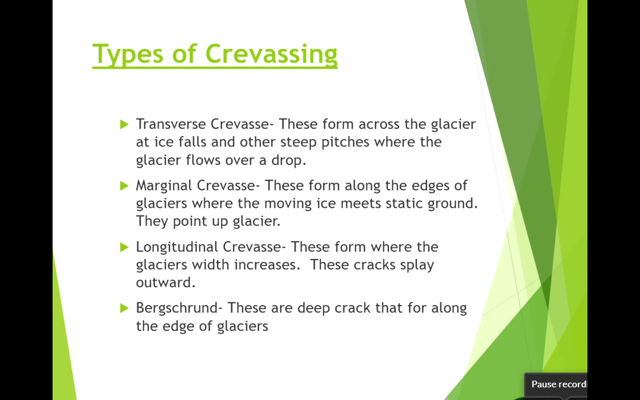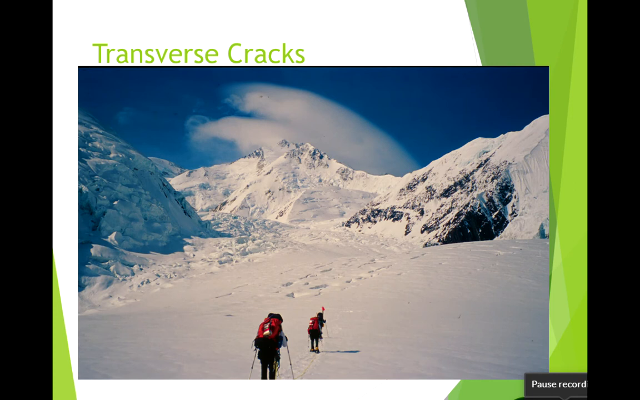And then bergschrunds are the features on the edges of glaciers where either snowfields or rock walls meet a moving river of ice that is the glacier. These tend to be a little bit bigger and potentially deeper than most of the other crevasses found on the glacier. This picture here shows an ice fall where the glacier is flowing over some rocks.